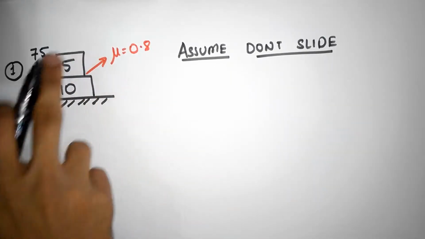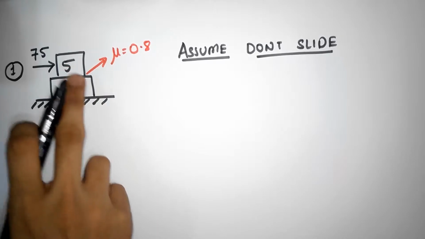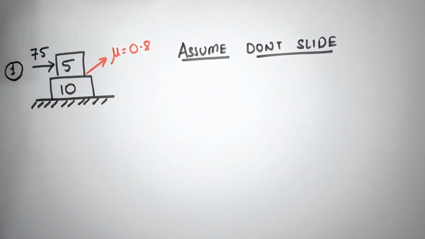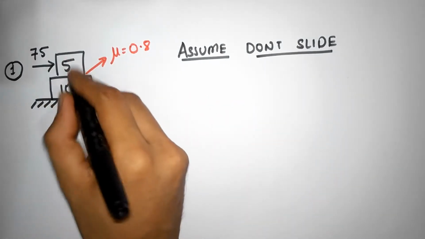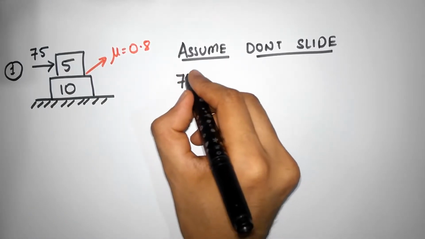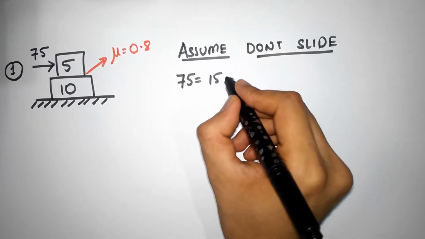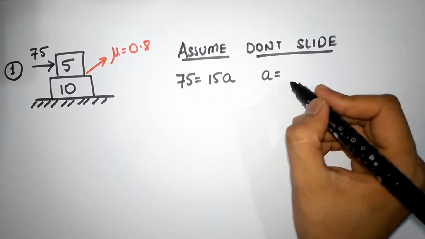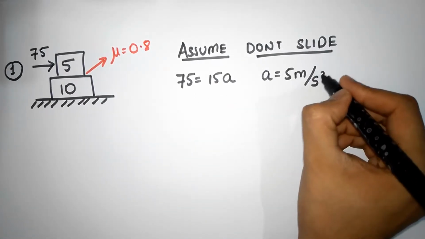Well, if they don't slide, they'll accelerate together. It's going to become a constrained motion, and the accelerations of both of them should be the same. That's the constraint if they move together. So let's first calculate that acceleration. I can treat this as one big block of 15 kilograms, and so by Newton's second law, net force equals mass, that's 15, times acceleration A, and that acceleration is 75 by 15, that is 5 meters per second squared.